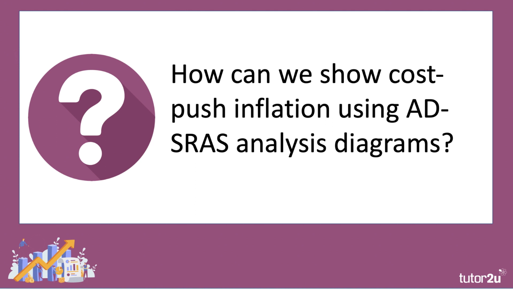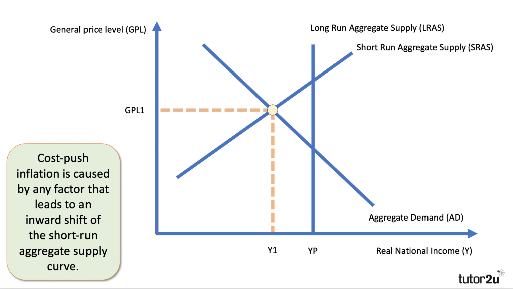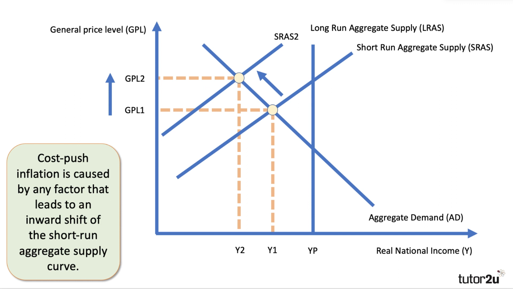How can we show cost push inflation using AD/AS diagrams? Well, cost push inflation is caused by any factor that leads to an inward shift of the short run aggregate supply curve. I'm using the classical model here. So let me shift the aggregate supply curve to SRAS2. That's going to drive the consumer price index up from GPL1 to GPL2 and cause a contraction in real output, shown there. Okay. Cost push inflation, of course, can also lead to lower growth and often causes a fall in real living standards, although it can prove to be temporary. Depends if it's a permanent shift.